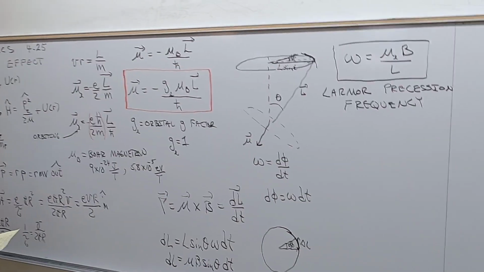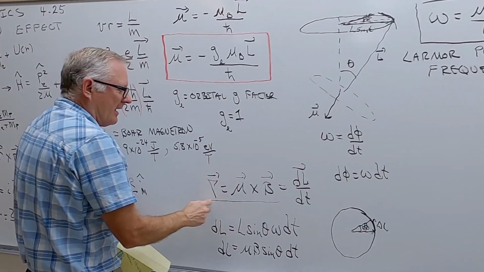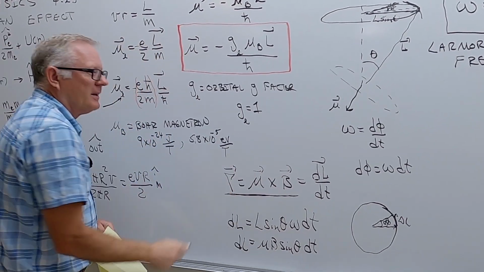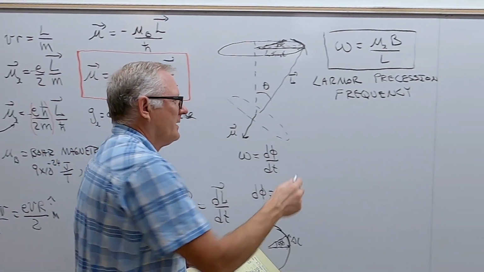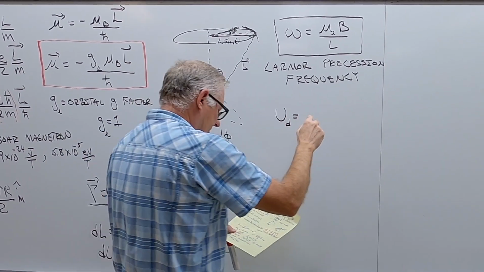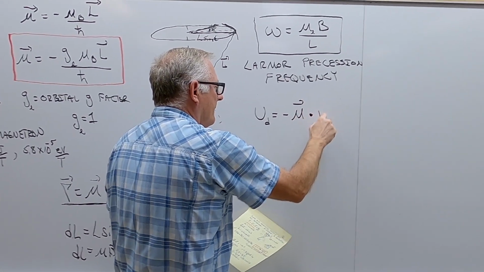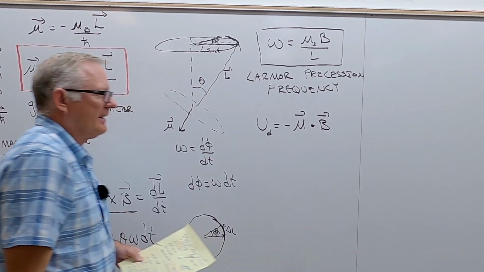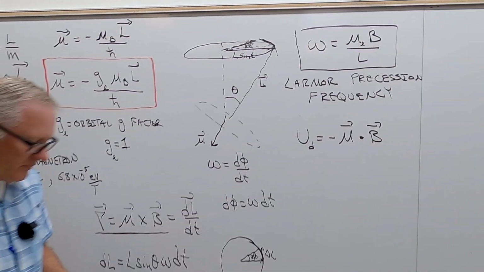Now, what about the energy? There's another formula they give you when they talk about magnetic dipole moments besides this one, and that is the potential energy of a dipole. U of a dipole is just defined as minus mu dot B. Go back and look at your electromagnetic books right here.